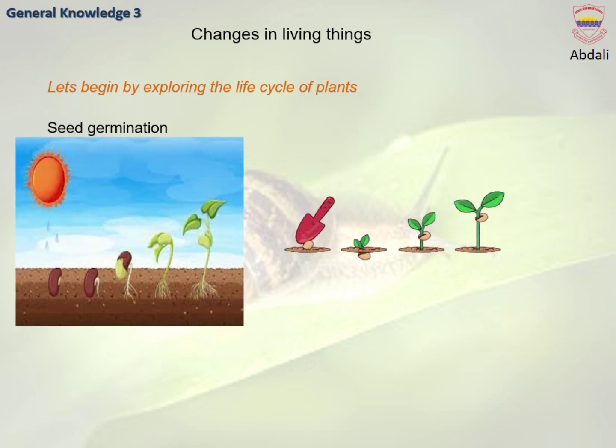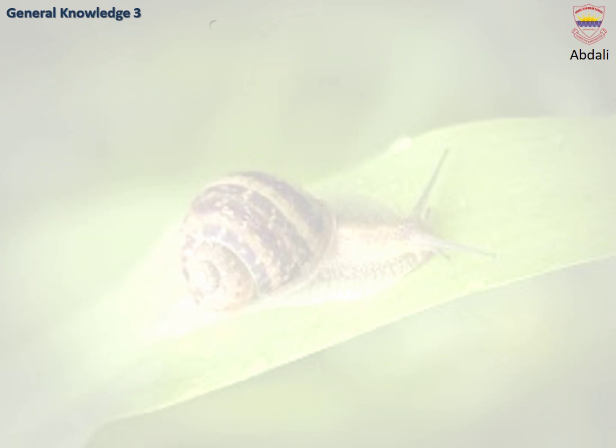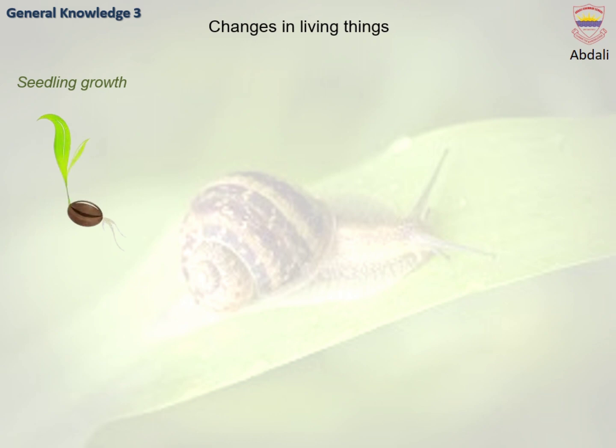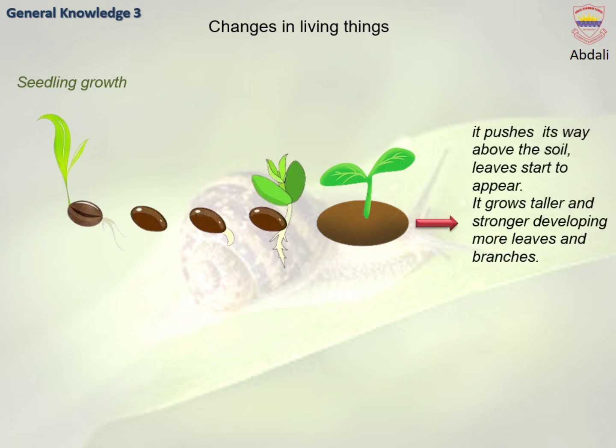To understand the changes in living things, let's begin by exploring the life cycle of plants. Plants go through an incredible transformation from a tiny seed to a mature plant. Let's take a closer look. Seed germination. It all starts with a seed. Inside that small seed lies the potential for a new plant. When the seed finds a suitable environment with enough water, warmth, and oxygen, it begins to germinate. The seed absorbs water, causing it to swell and break open, and a tiny root called the radicle emerges.